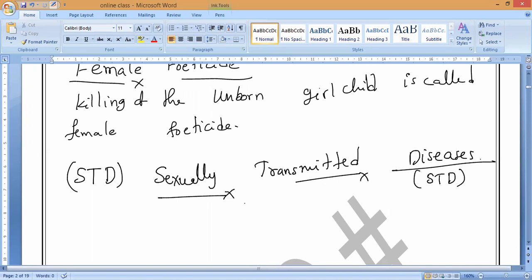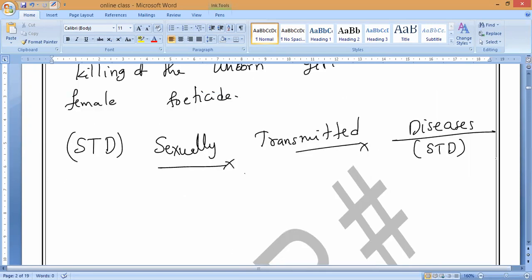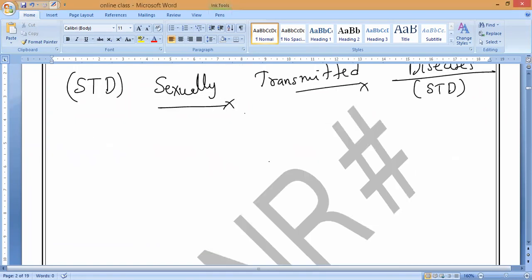So what do you mean by STD? Can anybody say? First of all, remember, because of copulation between a male and female body, sexual contact with an infected person, meaning some person, male or female, is infected with some kind of disease related to the sexual reproductive system, it may be transmitted to another person also.